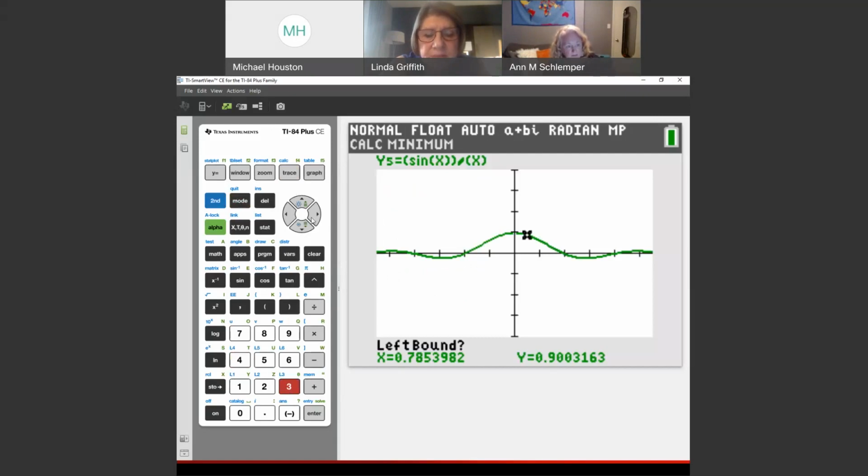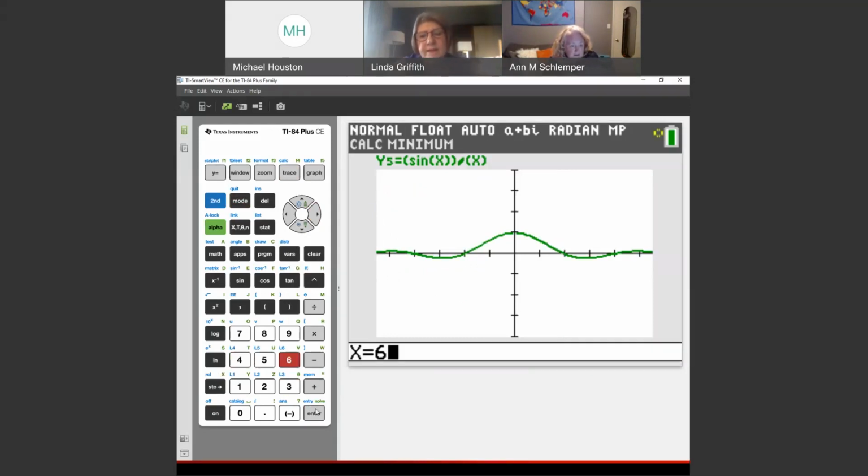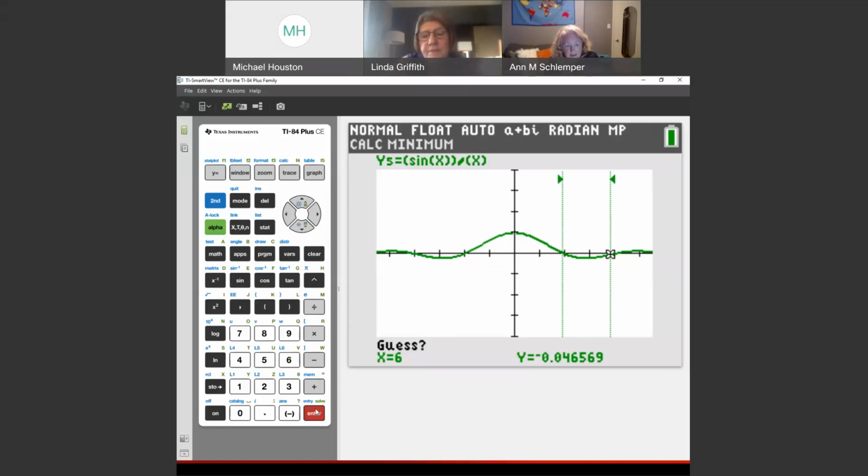So let's do a minimum, and we'll figure out this minimum down here. Oh, I was going to jump to it. So where do you think we should jump? Let's jump to 3. And then we could do a right bound at like 5 or 6, wherever you wanted to do. So we'll do 6. And then we can give it a guess.